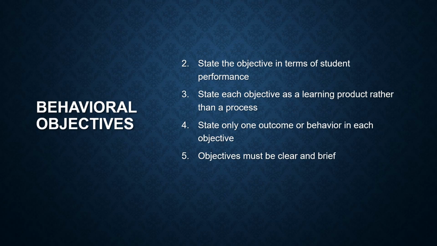Next, we state the objective in terms of student performance. What do we want the student to do? It is helpful to view the objective as a product rather than a process. State one outcome, behavior, or product in each objective. If you find yourself with two things you would like the student to do, break them up into two objectives. Objectives must be clear and brief.